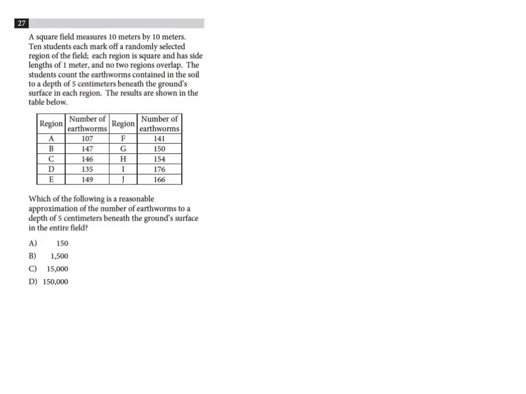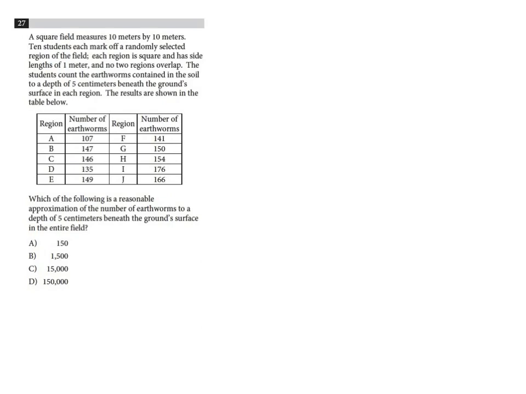Okay, 27. A square field measures 10 meters by 10 meters. 10 students each mark off a randomly selected region of the field. Each region is square and has side lengths of 1 meter, and no two regions overlap. The students count the earthworms contained in the soil to a depth of 5 centimeters beneath the ground surface in each region. The results are shown in the table. Okay, so we have regions A, B, C, D, E, F, G, H, I, and J. Which of the following is a reasonable approximation for the number of earthworms to a depth of 5 centimeters beneath the ground surface for the entire field?